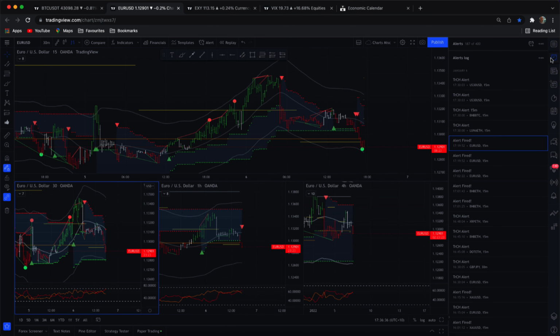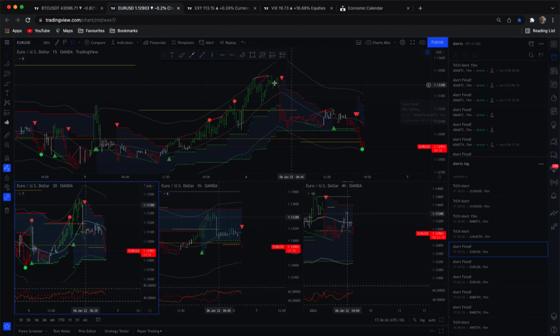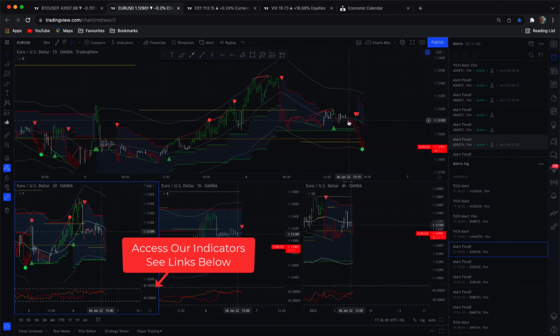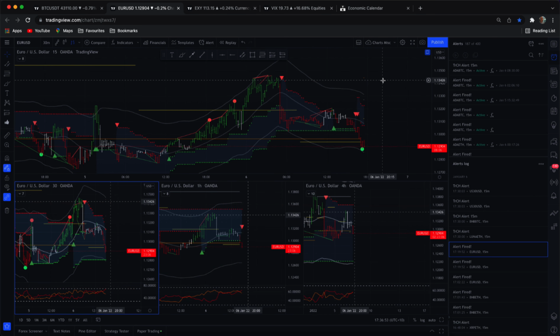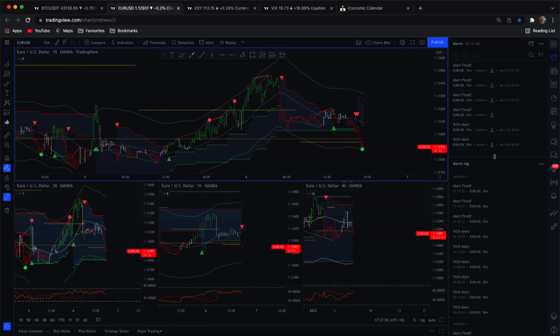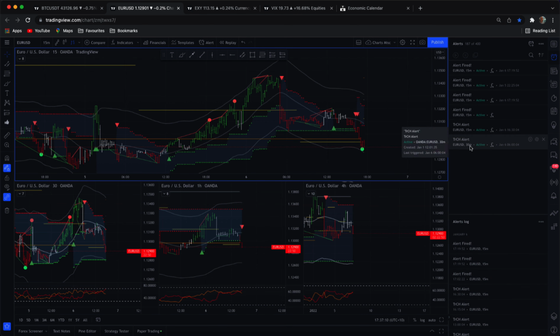So if we have a look at the alerts, how did I know about this setup? The alert fired, a 15-minute alert on the euro dollar. So this is how we spot opportunities in the market. So what I'm looking for now, if I just isolate these alerts up here to the current symbol, let me just see what we've got in the alerts column. See how I've got the euro dollar 30-minute trend channel alert. So that's ready to go. I'd be pretty keen on that.